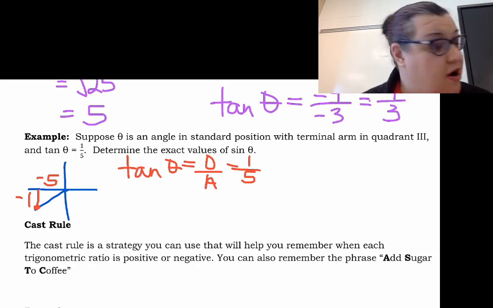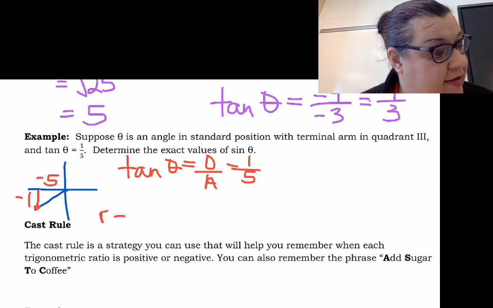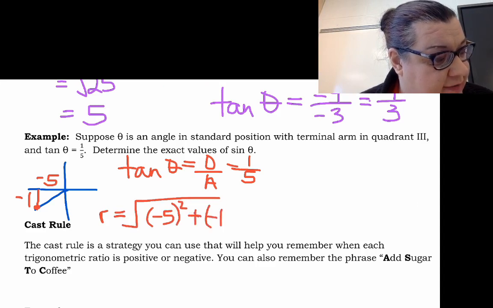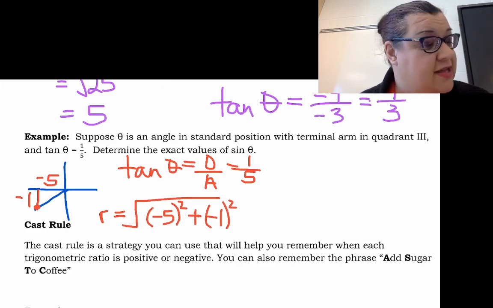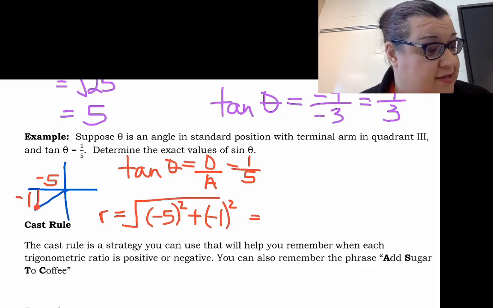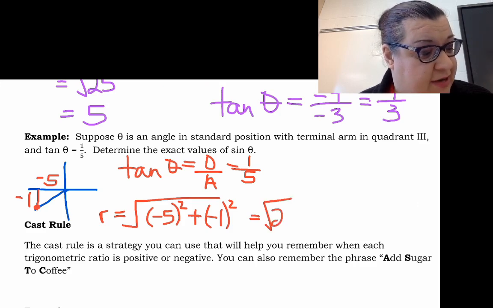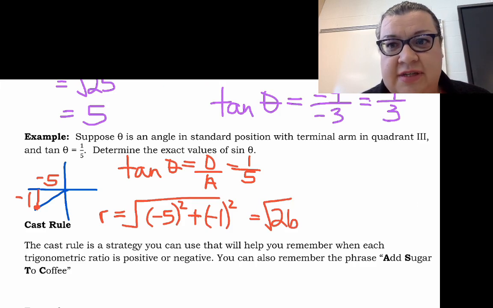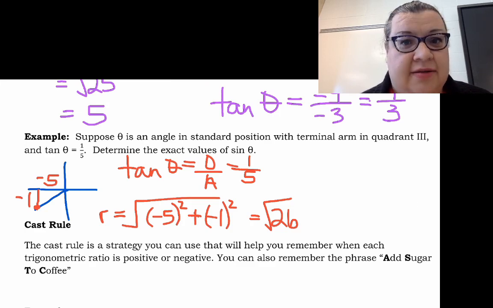Now we just need to figure out r, and r is the square root of x squared plus y squared. So in this case, -5 squared plus -1 squared. -5 squared is 25, -1 squared is 1, so we are working with the square root of 26. Again, do not take the square root and make an estimate of the decimal value. Keep it as a radical.